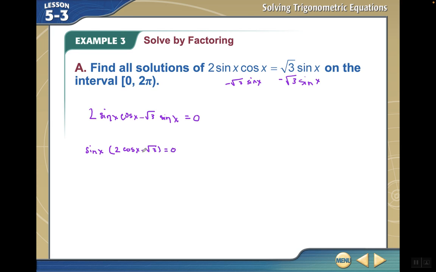So using the zero product property, I'm going to put sine of x equal to 0. And then I'm going to put 2 cosine x minus the square root of 3 equal to 0. This one's already solved. And this one I'm going to add the square root of 3 and divide by 2. So I have cosine x equals square root of 3 over 2. So now we're looking for a couple different things. We're going to look for sine of x is 0 and cosine of x is square root of 3 over 2.